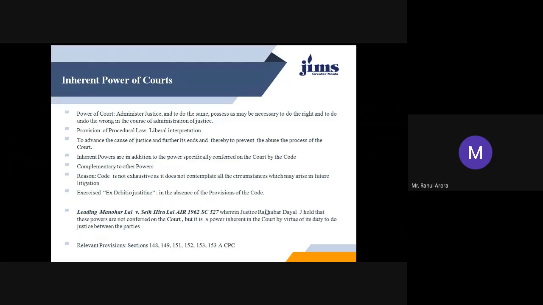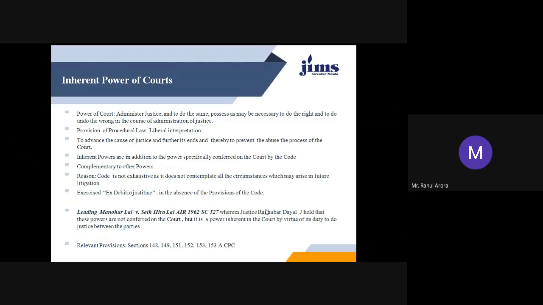The leading case on this topic is that of Manohar Lal versus Seth Hira Lal, AIR 1962 Supreme Court 527, wherein Justice Raghubar Dayal held that these powers are not conferred on the court, but it is a power inherent in the court by virtue of its duty to do justice between the parties.